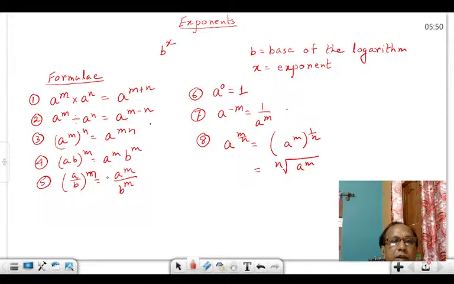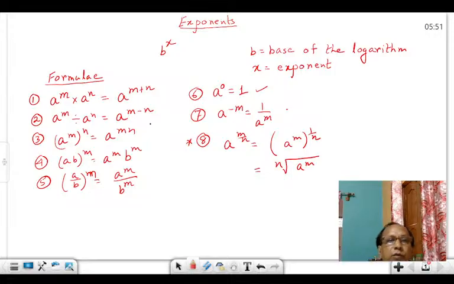(a/b)^m is a^m divided by b^m, right? And a to the power 0 is always 1, and a to the power minus m equals 1 by a to the power m. a to the power m by n, this is important. Most important is this one, question number 8: a to the power m to the power 1 by n, or nth root of a to the power m. That is the formula you have to remember, number 8, right?